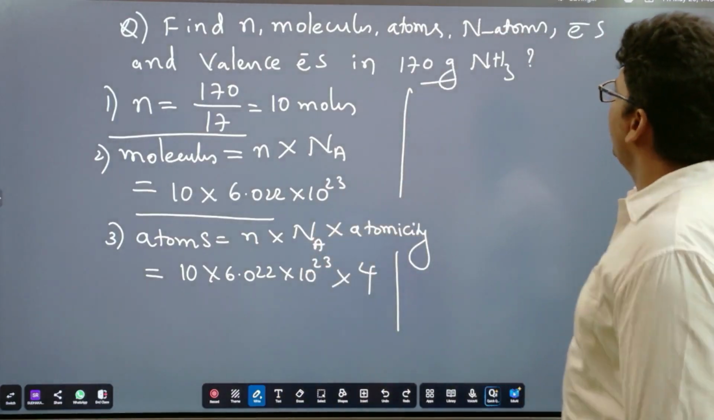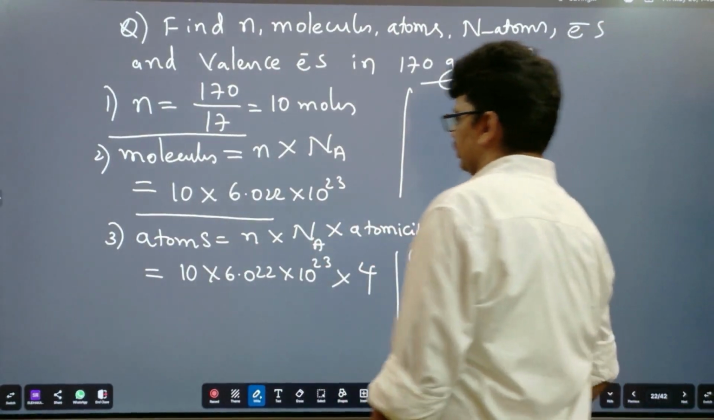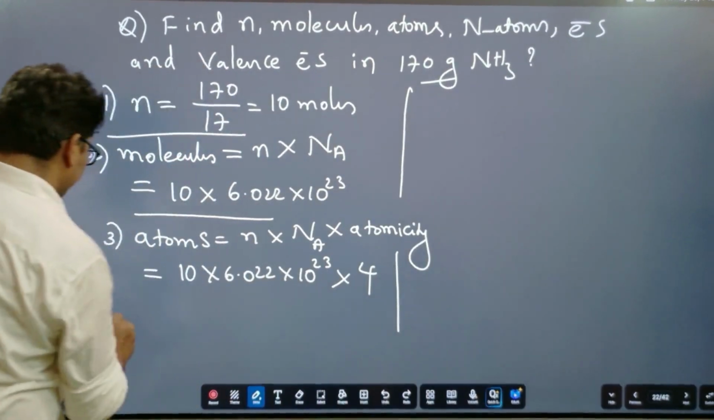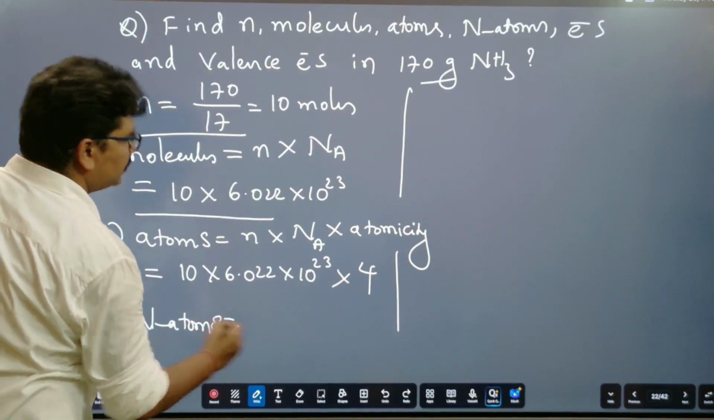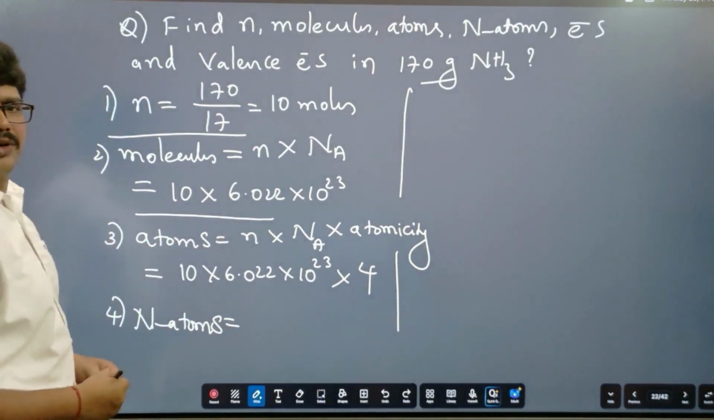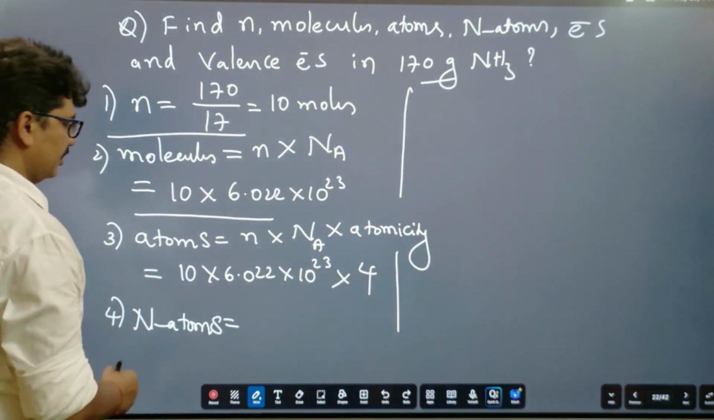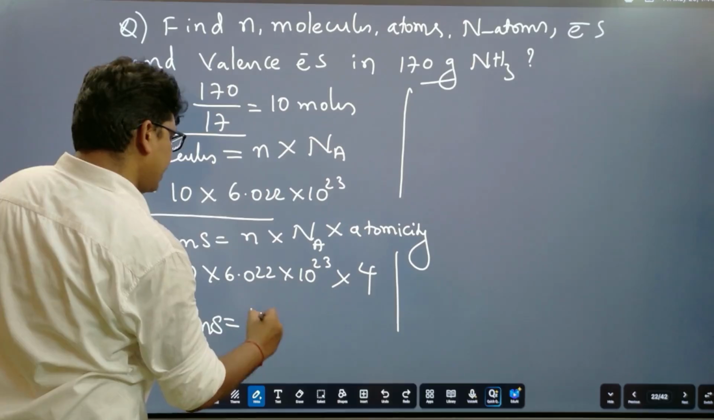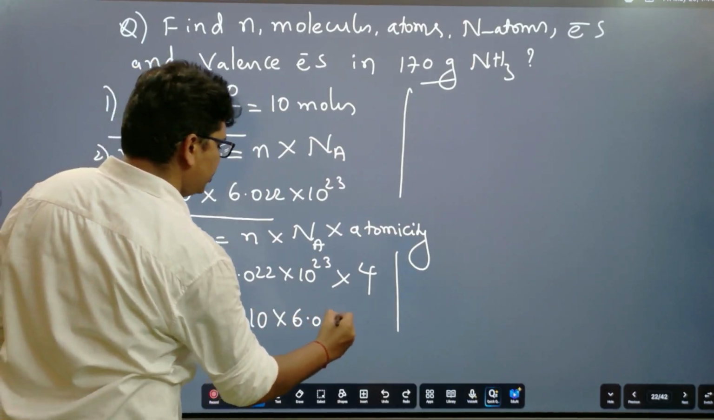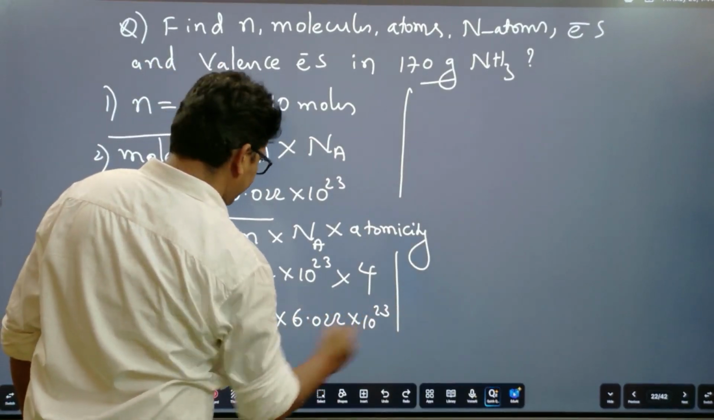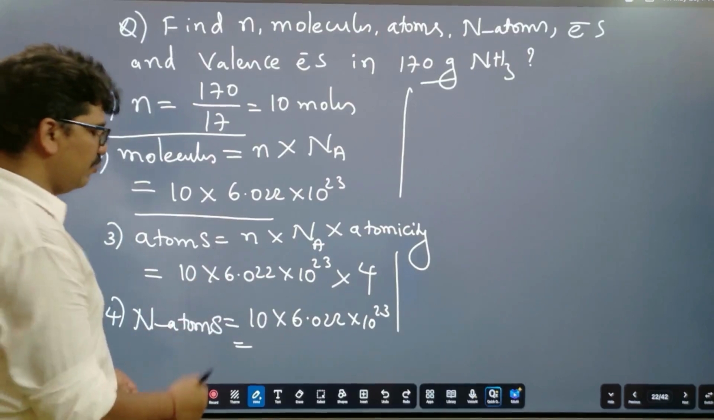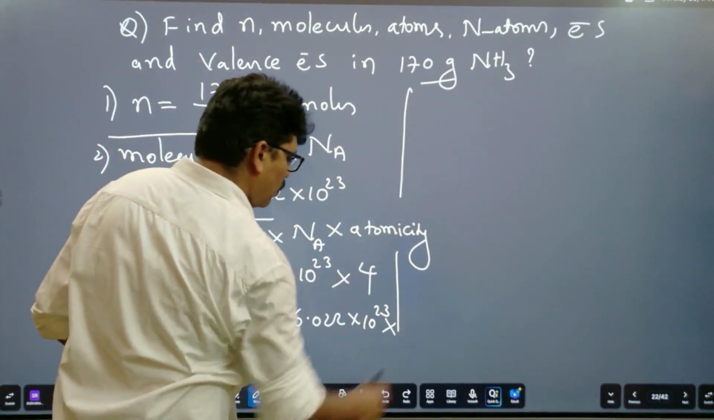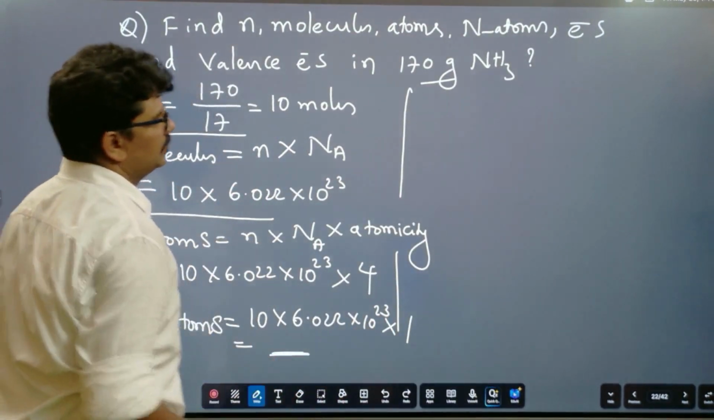Next, nitrogen atoms. Only nitrogen atoms I want to find. In 170 grams of ammonia, how many nitrogen atoms are there? Moles 10, Avogadro number 6.022 into 10 power 23. And how many nitrogen atoms are there in one molecule? Only one nitrogen. So into 1. So you will get the answer.